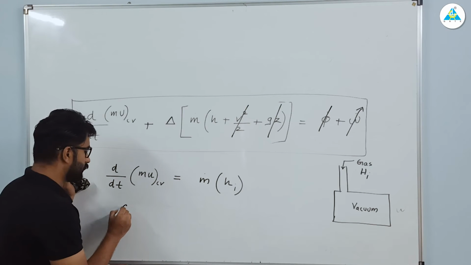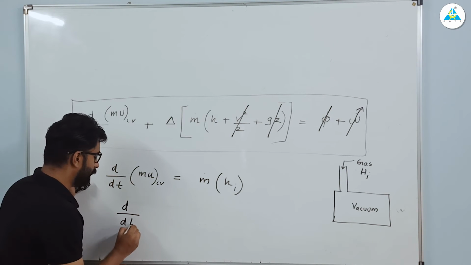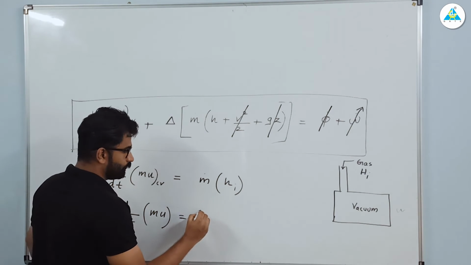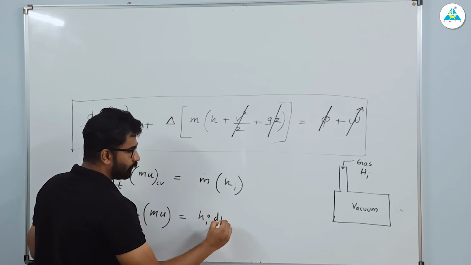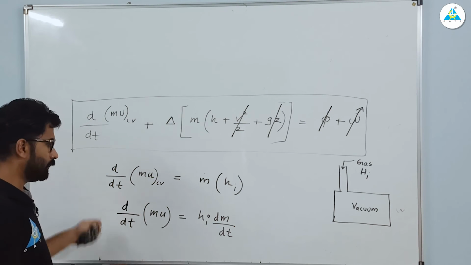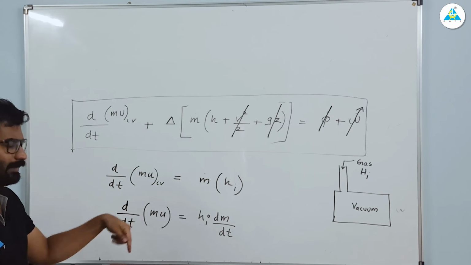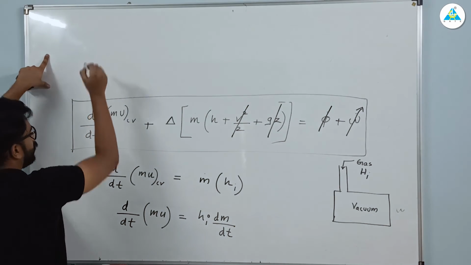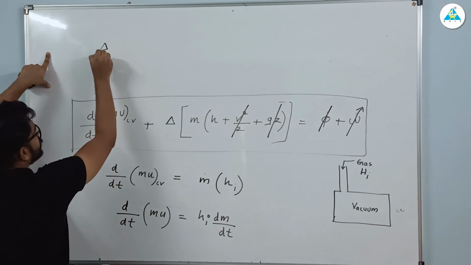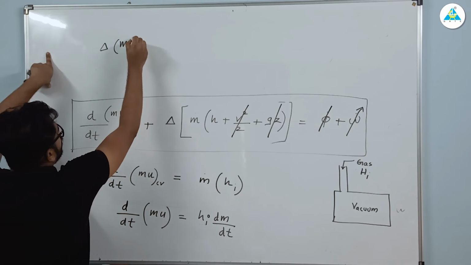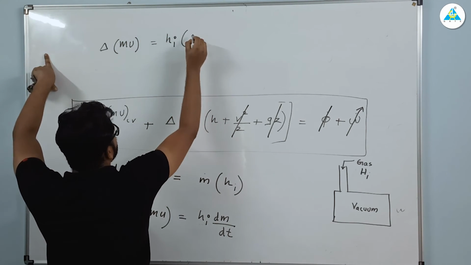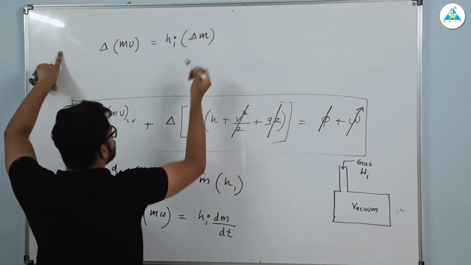Mass balance, so d by dt of mass times internal energy of the control volume is equal to enthalpy times mass flow rate. Can I write mass flow rate as dm by dt? No problem. Now it's simple, the dt cancels, right? Or do the integration, you will get the answer of what? The change in m times u is equal to enthalpy times change in mass.